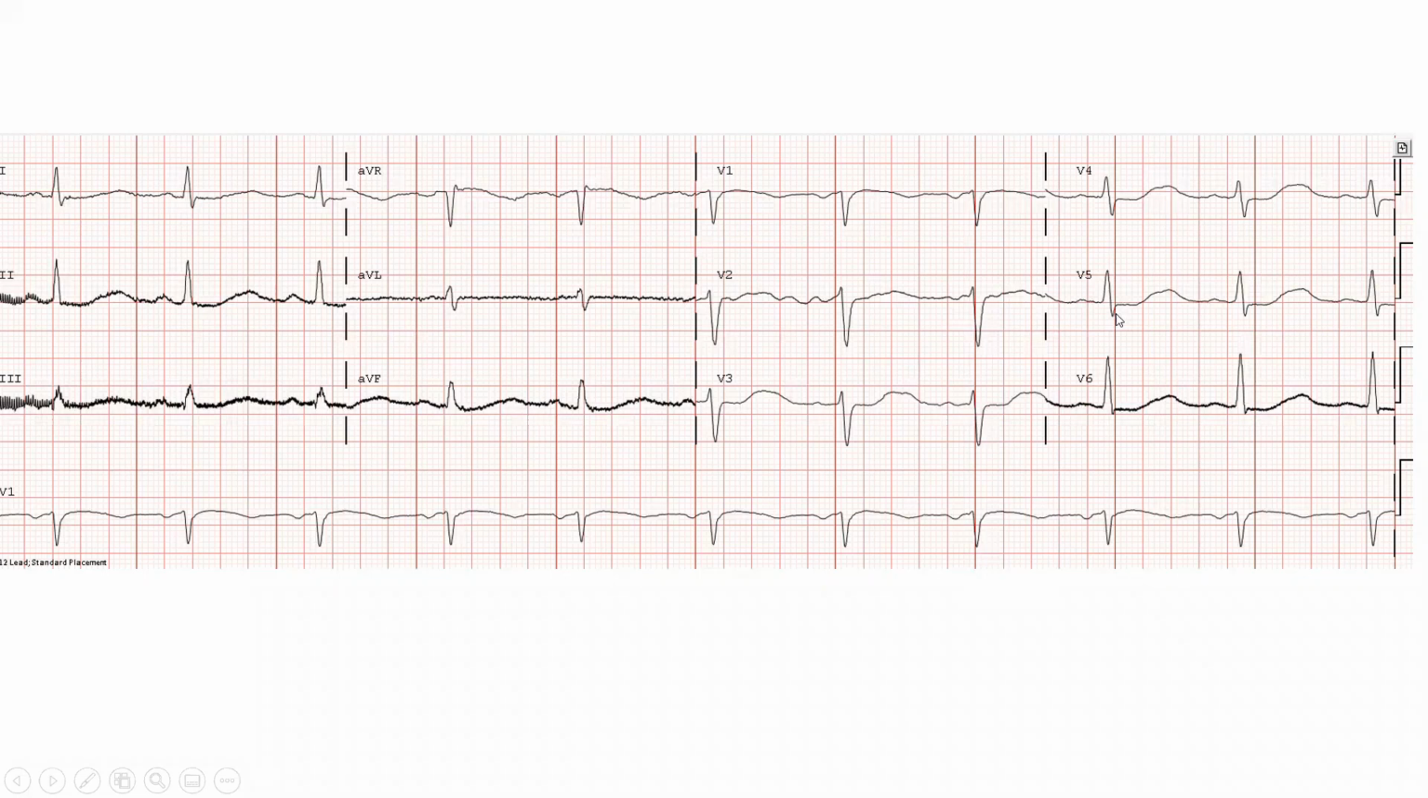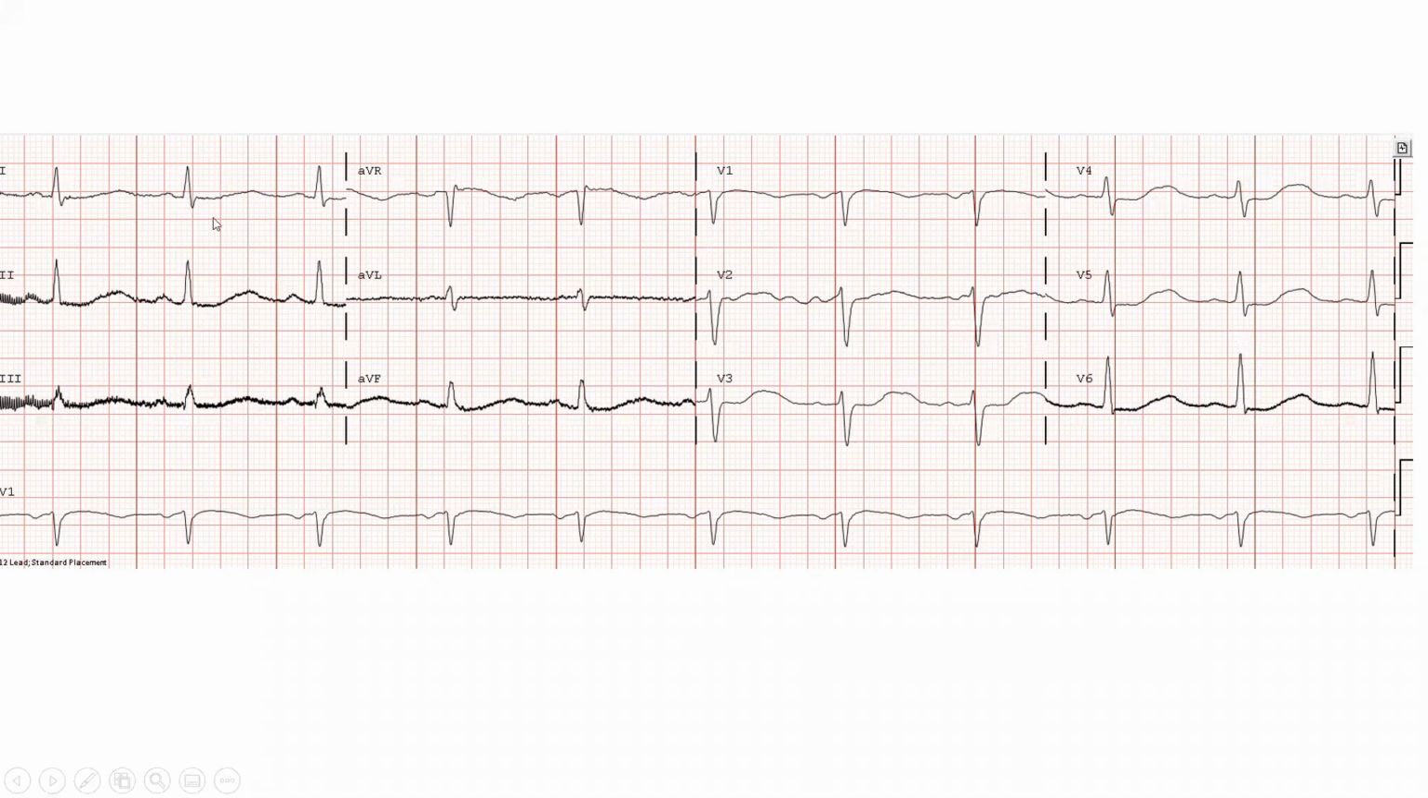He has quite a prolonged QT, and he has a double hump T. You see that double hump T. This is what? This is another cause of diffuse ST depression, hypokalemia.